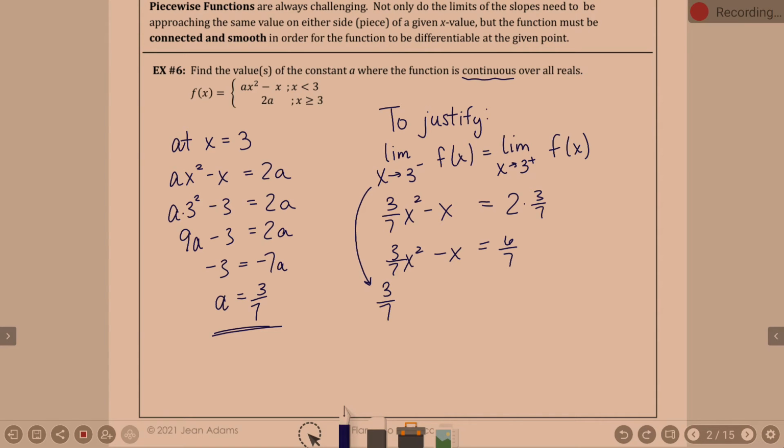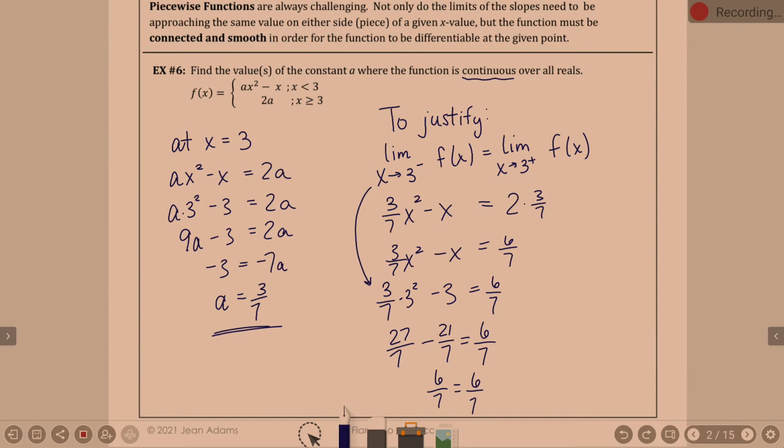3/7 times 3 squared minus 3 equals 6/7. Well, let's start with, what's 3 squared? 9. 9 times 3 is 27. So then you have 27/7 minus, what would it be good to think about 3 as? 21/7. That's 6 sevenths. And does that give me a true statement? Yes. We end up with 6/7 equals 6/7.